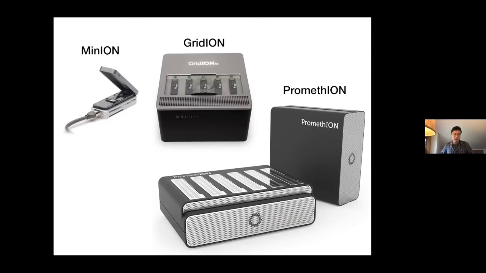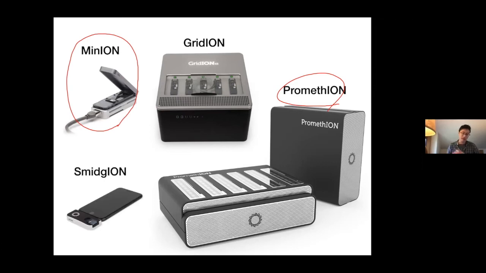So this is the Oxford Nanopore lineup. You have the MinION. This is the USB sequencer, the most common one. And PromethION is the beefier platform that generates a lot of data. And I heard they have iPhone versions that'll be really fun to work with.